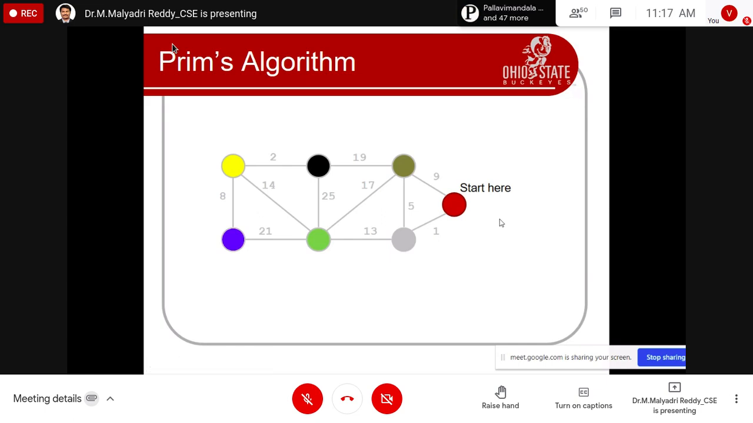Sir, those 9 nodes are 9 different trees. Initially, the total 9 nodes are 9 different trees. There is no connection between all the trees. So by using this Prim's algorithm, I have to connect them one by one. That is, combine these trees to form the single tree, that is the final tree. That is a spanning tree. Suppose this is the start here. From the start, 2 edges are there, 1, 9.